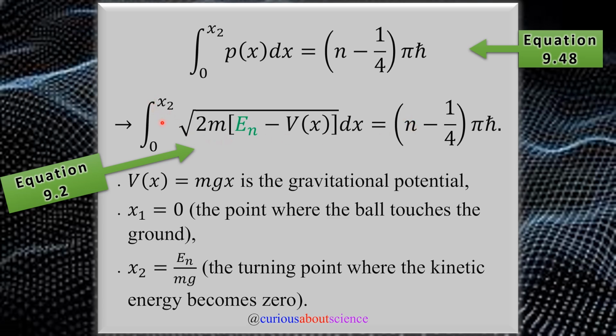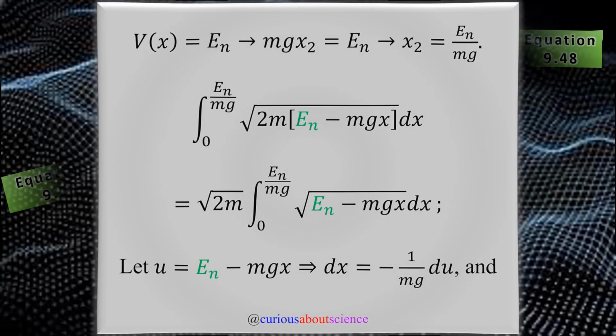So now what we have here is that V of x is equal to mgx, which is the gravitational potential. Cool, that's easy to work with, all things considered. x1 here is 0, and that's the point where the ball touches the ground, where the energy would also be 0, theoretically. And here we have x2 is equal to En over mg, the turning point where the kinetic energy becomes 0. But where did this come from? Let's take a quick look at that.